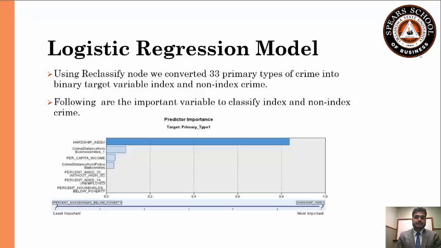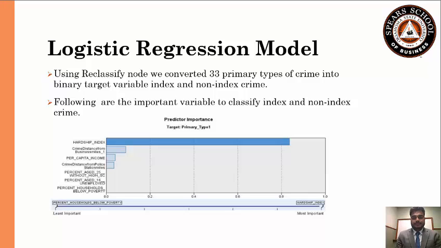In our primary dataset, we merged police locations and business locations' distance from the location of crime. So we wanted to see the effect of these distances on crimes, along with other variables such as hardship index and per capita income. So we converted 33 primary types of crime into binary target variables such as index and non-index crimes. These are based on the IUCR codes given by Chicago Police. And following is the output we generated via a logistic regression model in IBM SPSS Modeler.